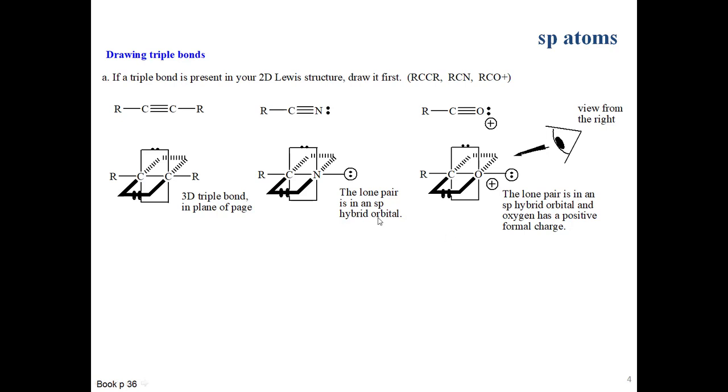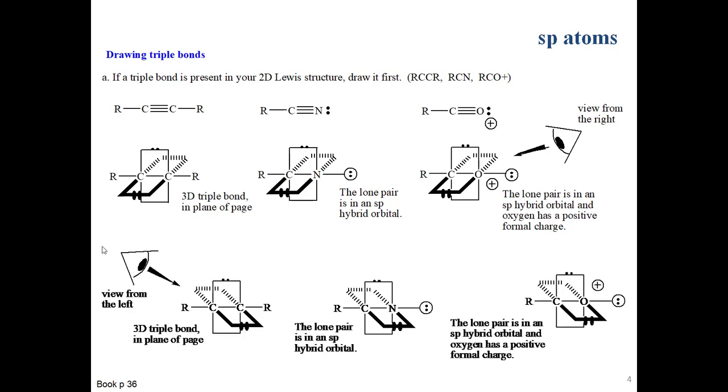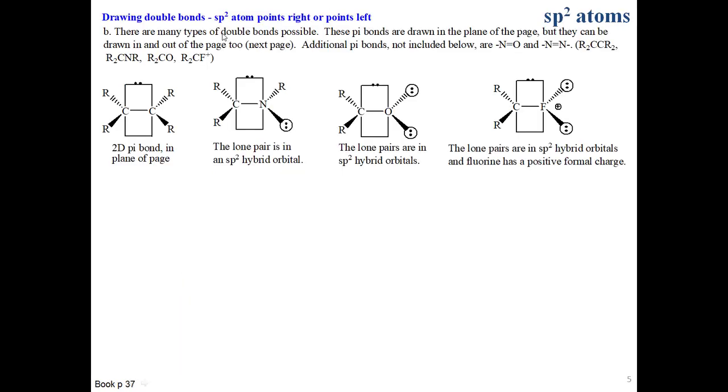Okay, so let's take a look at a view from the other side. So if we viewed from the left, notice how everything kind of swings over to the other side because that's your perspective that you're looking at here. So I don't really care which way you do it, just as long as you're consistent with the rest of your structure. Okay, now for the double bonds, remember we have many ways of doing this for sp2 atoms. And so they can be carbon, they can be nitrogen, they can be oxygen, they can even be fluorine if we have a positive formal charge, because fluorine would normally only have one bond. So if we make a double bond, then it has to have a positive formal charge.